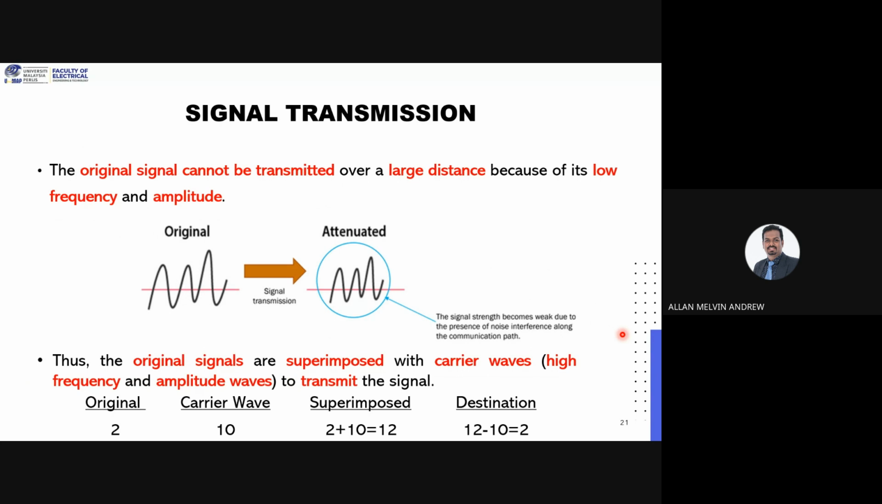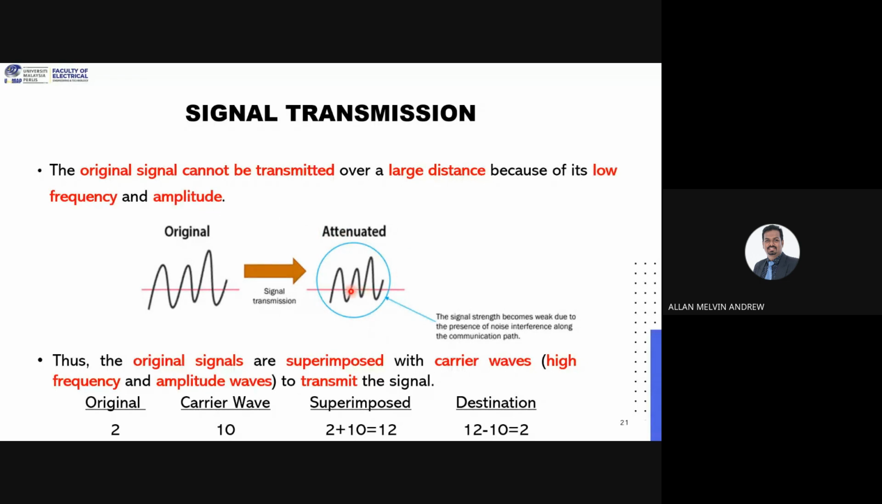Okay, so the signal transmission. We can see the original message cannot be transmitted over a large distance because of its low frequency and amplitude. Let's say this is your original message. You send it over a long distance, so the signal will be attenuated.